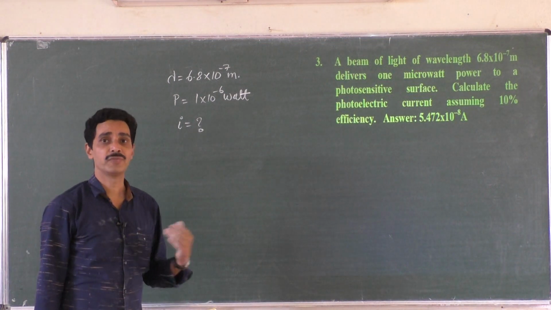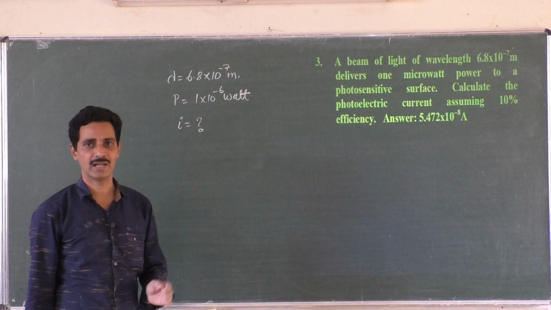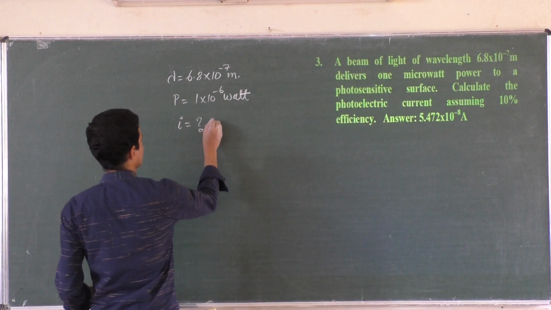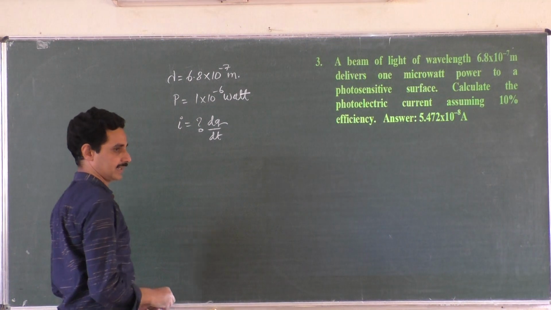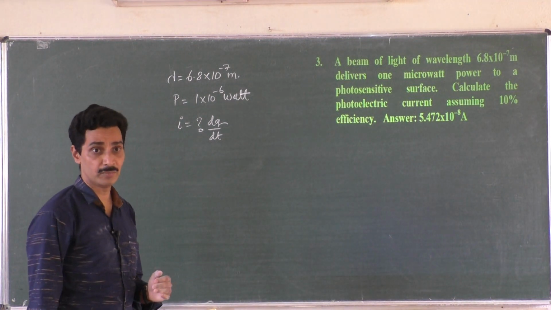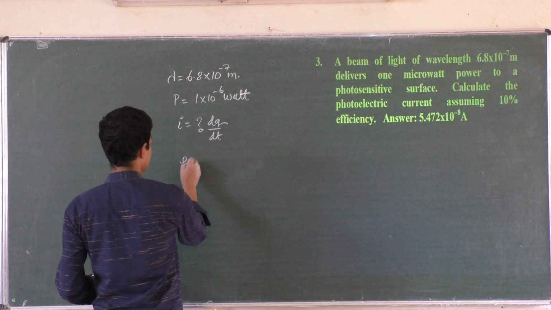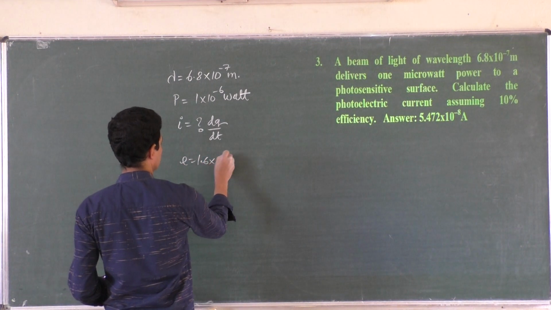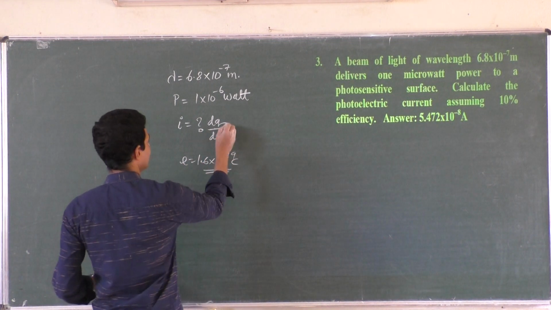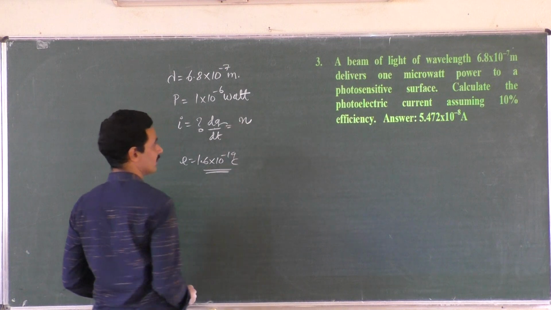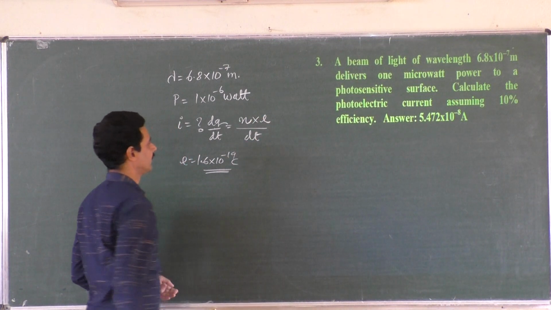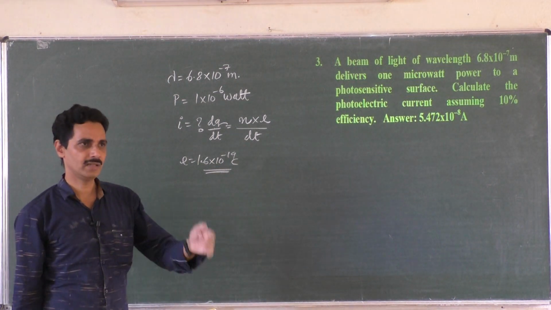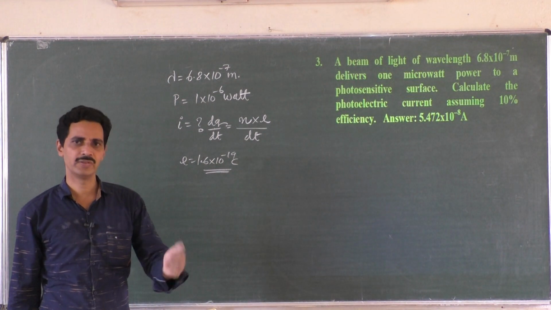Current is rate of flow of charges, amount of charges flowing per second. I is equal to dq by dt, the amount of charge flowing per second. That means amount of charge means how much? Each electron carries a charge of 1.6 into 10 to the power minus 19 coulombs. What is the total charge? How many electrons have been emitted? N into charge of electron divided by dt. That is current.